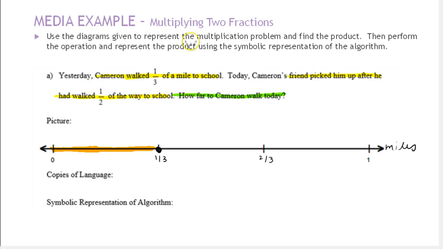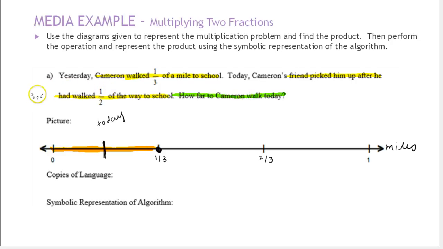But now today, his friend picked him up after he had walked half of the way to school. So we want to find half of 1/3. Well, let's just take half and eyeball it and find the middle. Okay, so this is today, how far he walked. So we know this is less than 1/3, but what is this value in terms of miles?